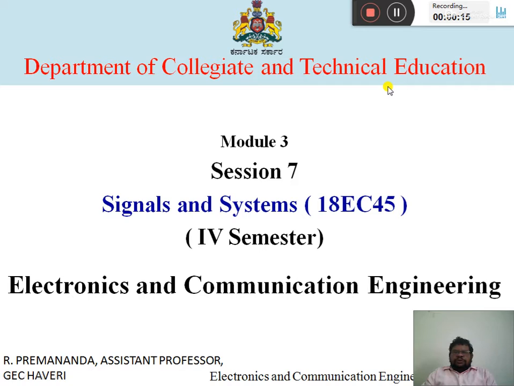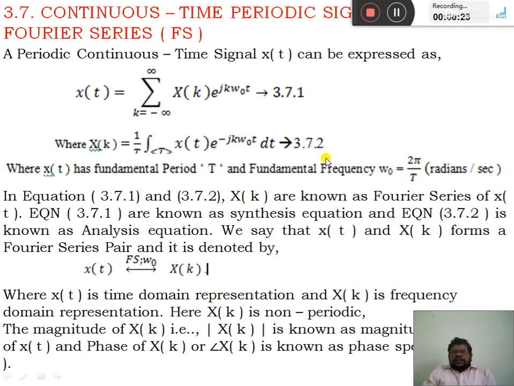I am going to present in this session regarding Module 3 and Session 7, which covers the continuous time periodic signal, or Fourier series.